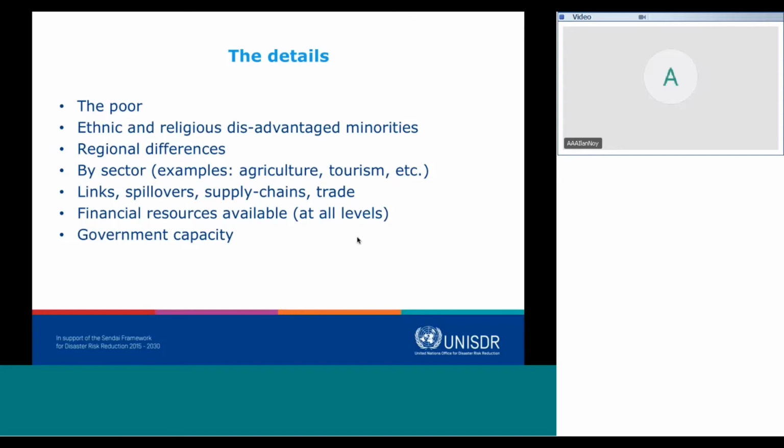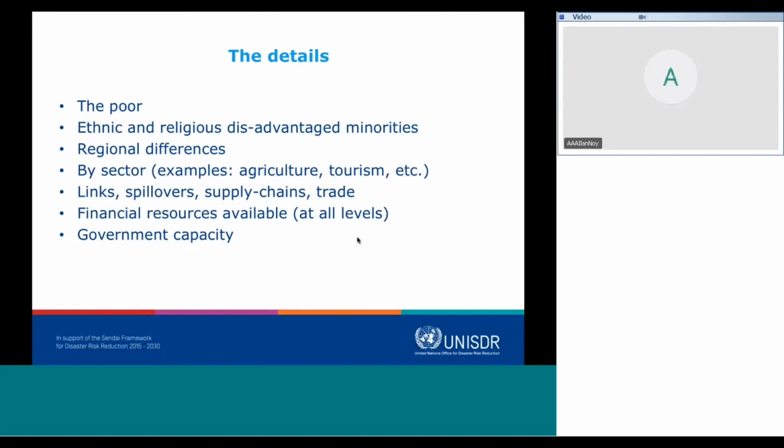There's a lot we don't know about recovery, but one thing we do know is that the more financial resources you have for recovery, the better the recovery will be. So one needs to think carefully ahead of time, in these national risk assessments, about what kind of financial resources you will have available should you be hit by a disaster.